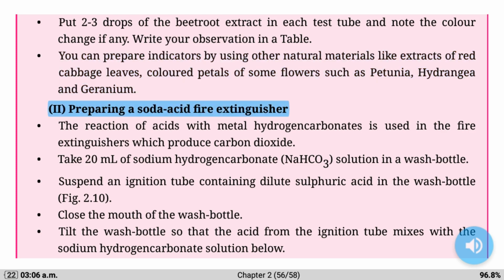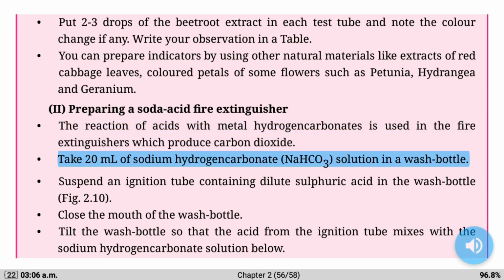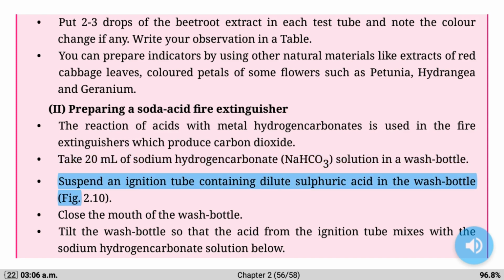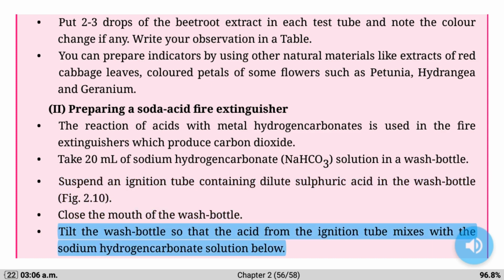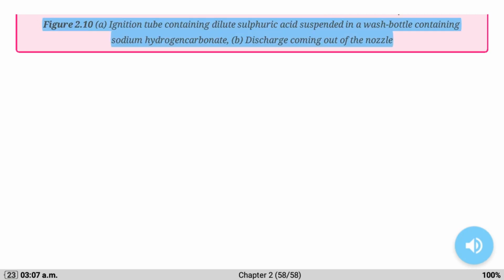II. Preparing a soda acid fire extinguisher. The reaction of acids with metal hydrogencarbonates is used in the fire extinguishers which produce carbon dioxide. Take 20 ml of sodium hydrogencarbonate, NaHCO3, solution in a wash bottle. Suspend an ignition tube containing dilute sulphuric acid in the wash bottle. Fig. 2.10. Close the mouth of the wash bottle. Tilt the wash bottle so that the acid from the ignition tube mixes with the sodium hydrogencarbonate solution below. You will notice discharge coming out of the nozzle. Direct this discharge on a burning candle. What happens?